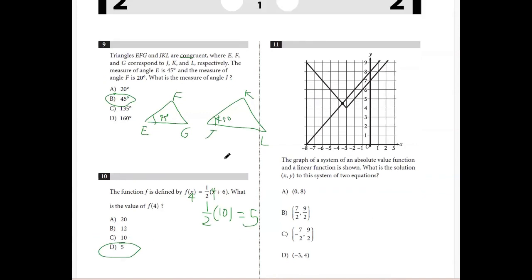Okay, 11, the graph of a system of an absolute value function and a linear function. What is the solution to this system of two equations? Solution means for which point x and y do these two functions intersect? So as you can see here, when x is -7/2 and y is 9/2, the two functions intersect. So C is the correct answer choice here. C as in cat.